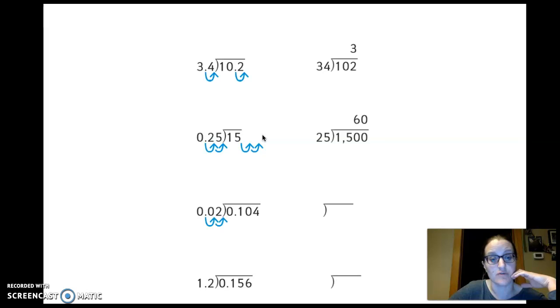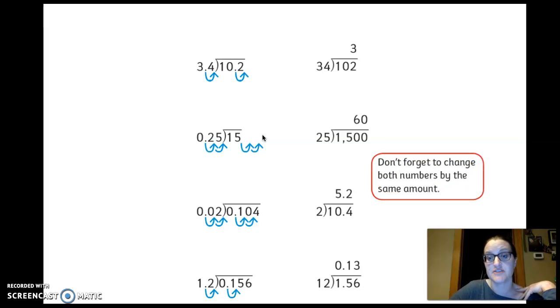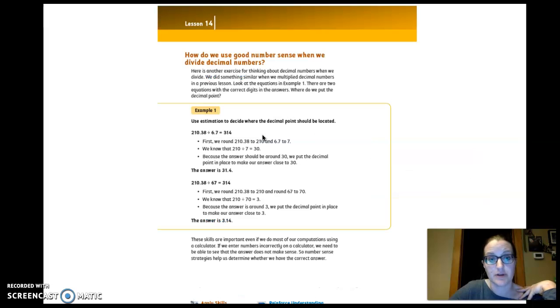The next one, they move over 2 times to make it 2, and then they move that over 2 times to make it 10.4, and our answer is 5.2. They move the next one over 1, and that becomes 12. What they do to one side, they do to the other. They move that over 1, and that becomes 1.56, and their answer is 0.13. Don't forget to change both numbers by the same amount. It's really important to remember.